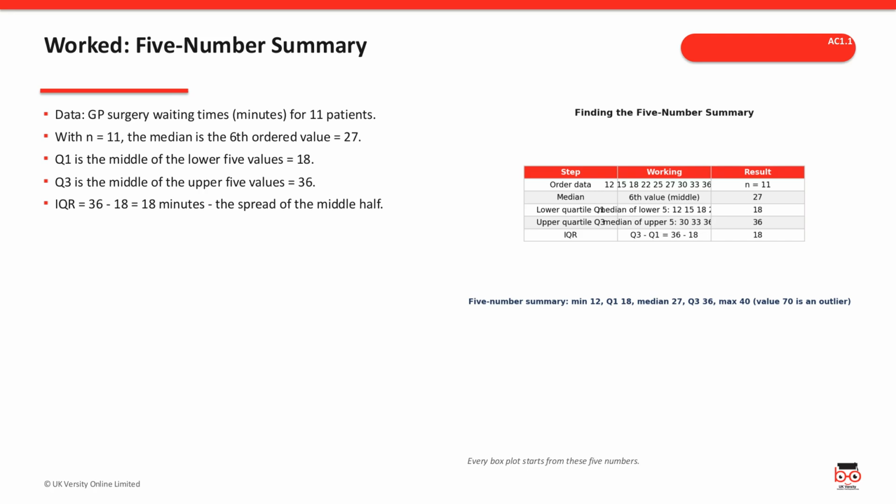Let's work a real one. GP surgery waiting times in minutes for 11 patients. With 11 values, the median is the sixth one, which is 27 minutes. The lower quartile is the middle of the bottom 5, 18, and the upper quartile is the middle of the top 5, 36. So the interquartile range is 36 minus 18, which is 18 minutes, the spread of the middle half. Every box plot starts from these 5 numbers.